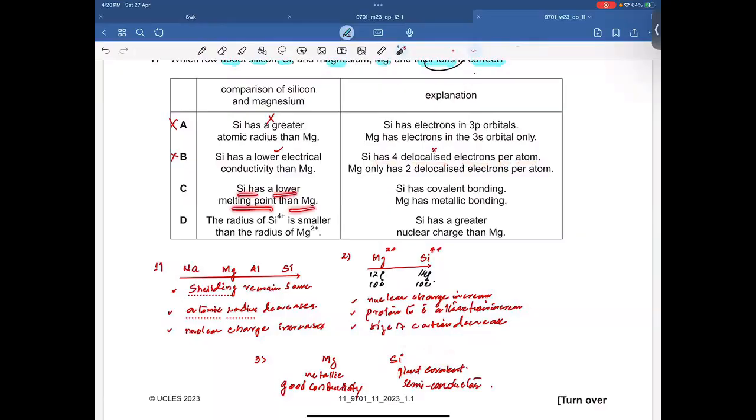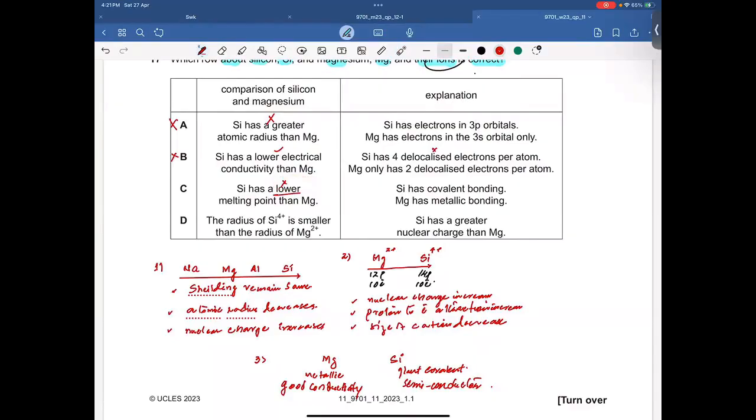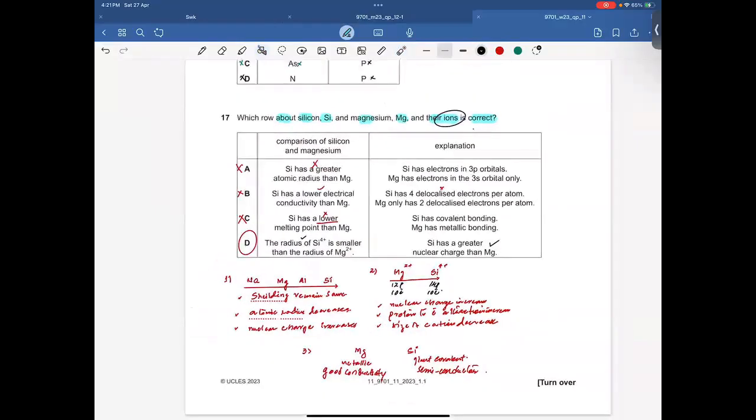Silicon has a lower melting point than magnesium. Silicon has a giant covalent structure, so its melting point is higher. The examiner is saying lower, which is why this statement is incorrect, and therefore option C is also incorrect, and therefore D is going to be the right answer. Let me check whether it's right or wrong. The radius of silicon ion is smaller than the radius of magnesium ion. This is the statement which I've given to you. That's right. Let me check. Silicon has a greater nuclear charge than magnesium. Yes, it does. So this statement is also right, and therefore D is going to be the right answer.